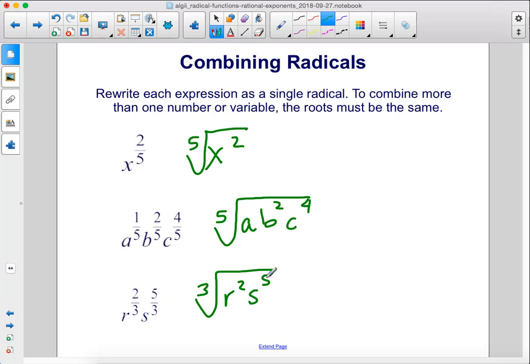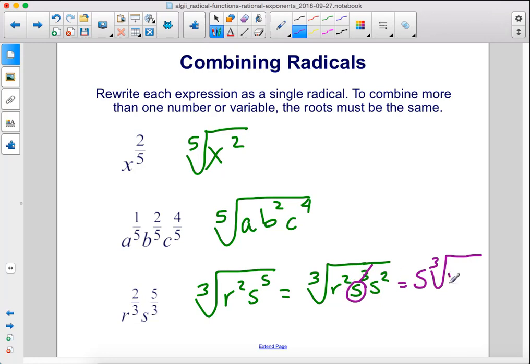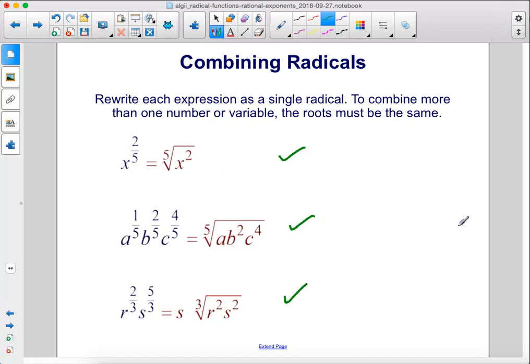Now, we can simplify this further, because this is the same thing as r squared times s to the 3rd power times s to the 2nd power. So here we can actually cancel out one of those, move this s out front, and that gives us s times the 3rd root of r squared times s squared. And do we need absolute value signs? We don't, because the index is odd. So there we go.